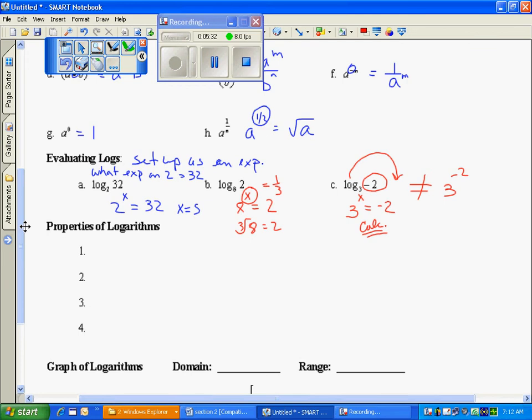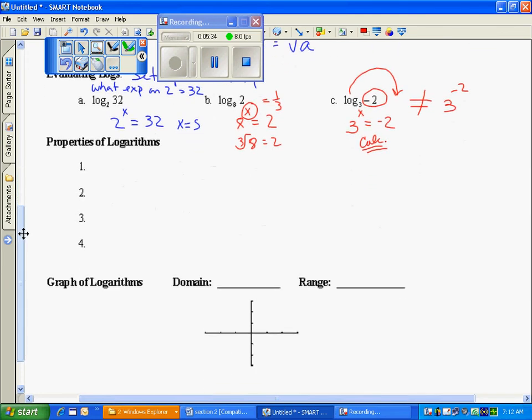So to look at properties of logarithms before we look at their graphs, if I have the log base a and I'm looking for 1, in other words, what exponent on a gives me 1? That would be 0. Anything to the 0 power is equal to 1. The log of a base a, in other words, a to what power gives me a? That would be equal to 1.